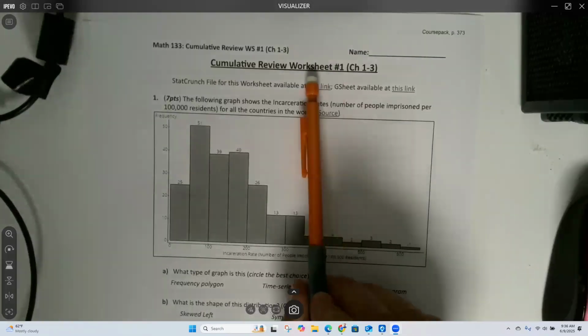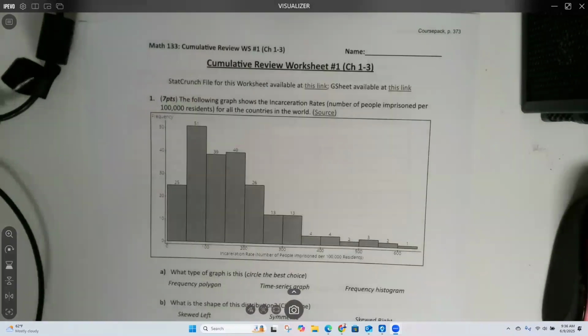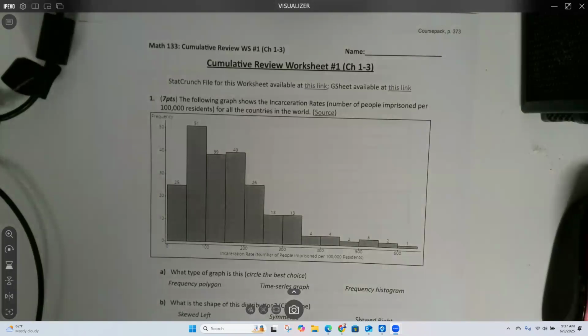By the way, we've learned what cumulative means, right? It's adding up everything up to this point. Just like cumulative frequency, you add up this class plus everything below it. So cumulative chapters 1 through 3.